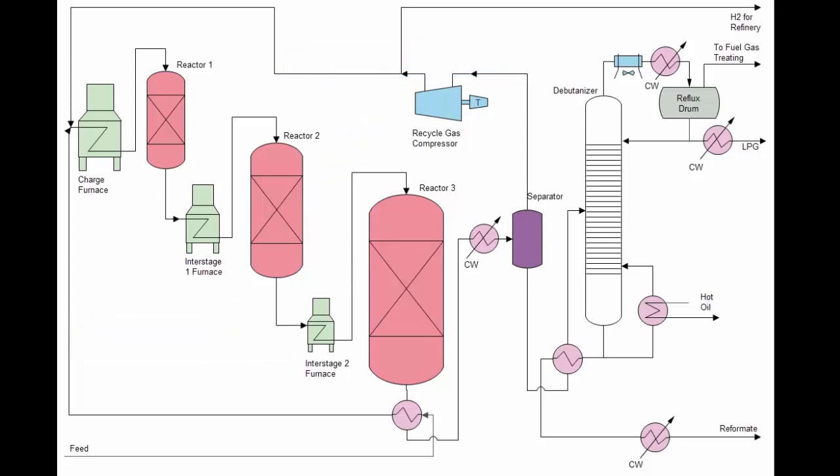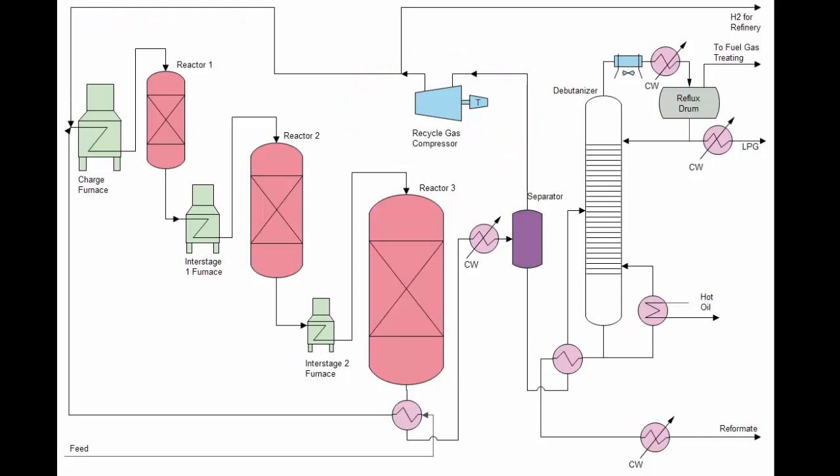After exiting the reactors, the hydrogen and other light gases are separated from the liquid in the separator. Excess hydrogen leaves the unit under pressure control and is available for other refinery units, such as hydroprocessing units. The remainder of the gas is compressed in a large centrifugal compressor and recycled back to the first reactor.